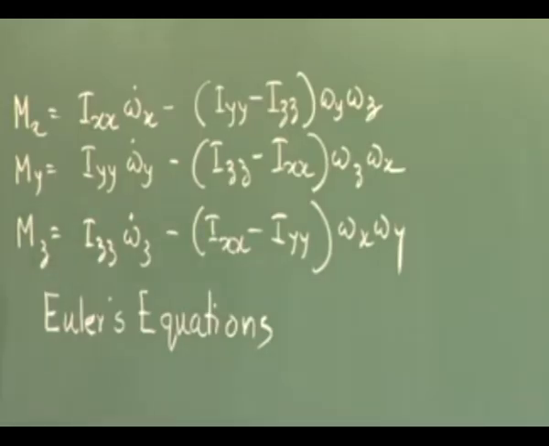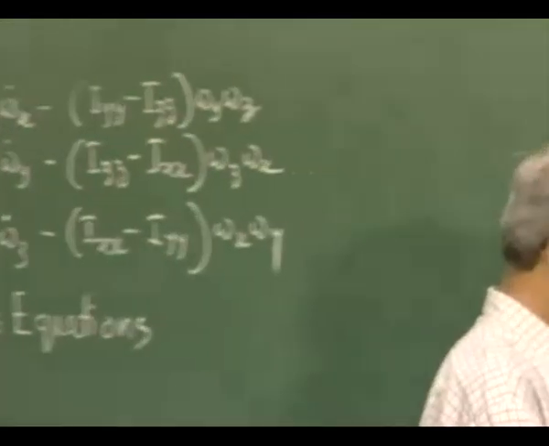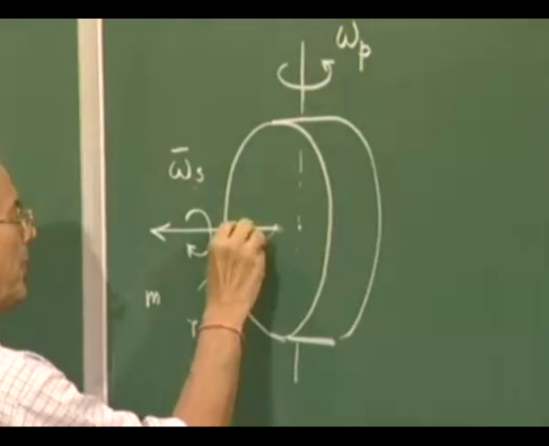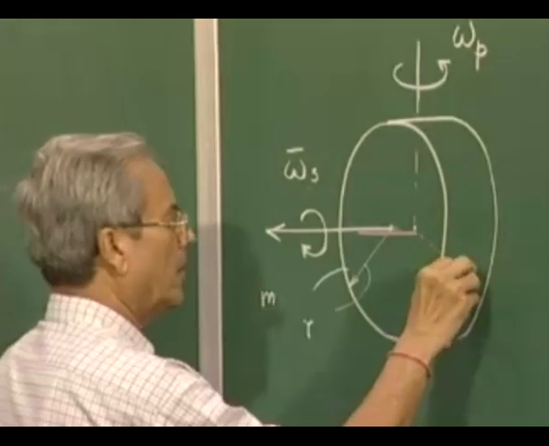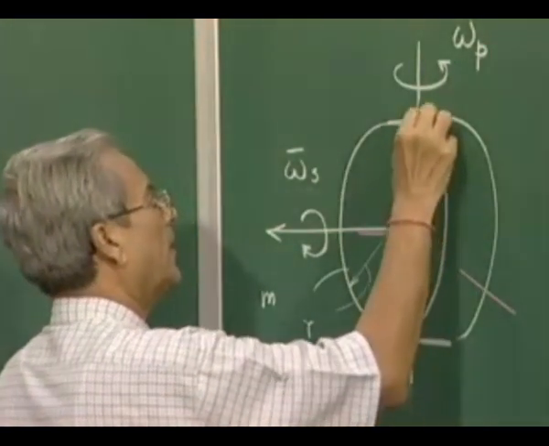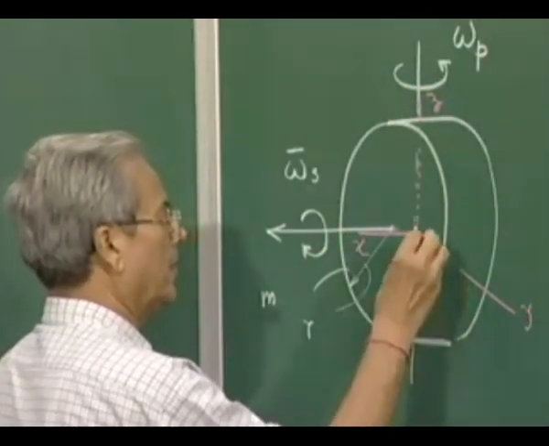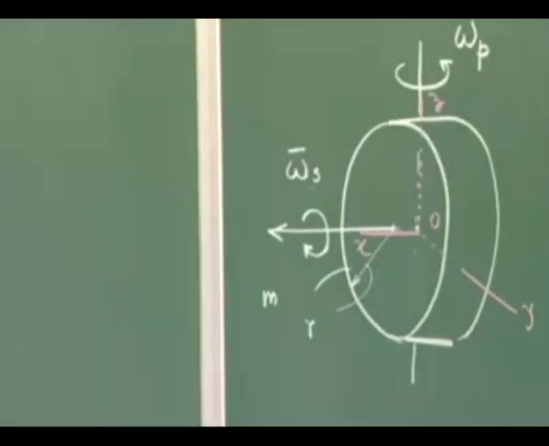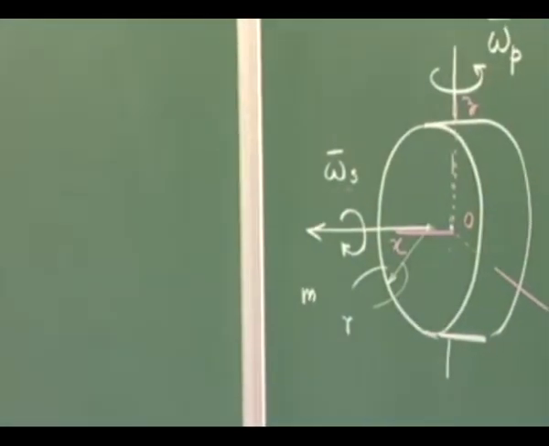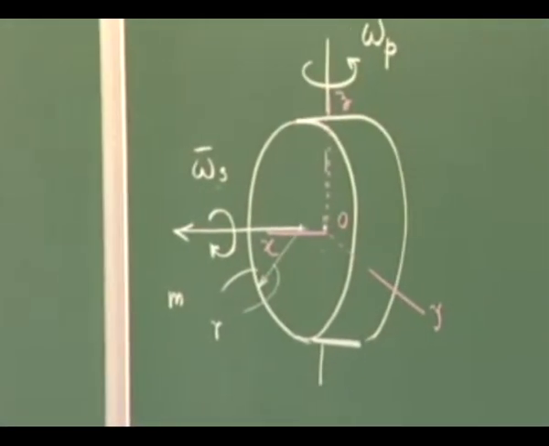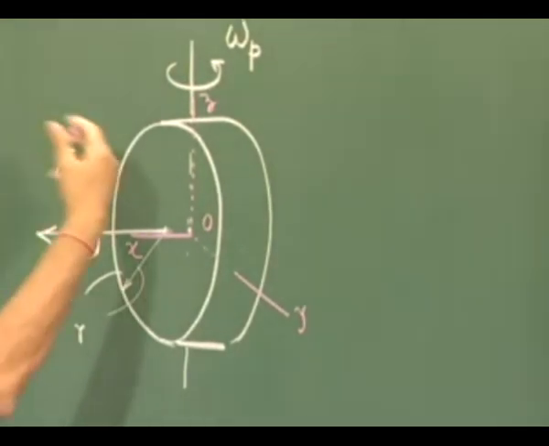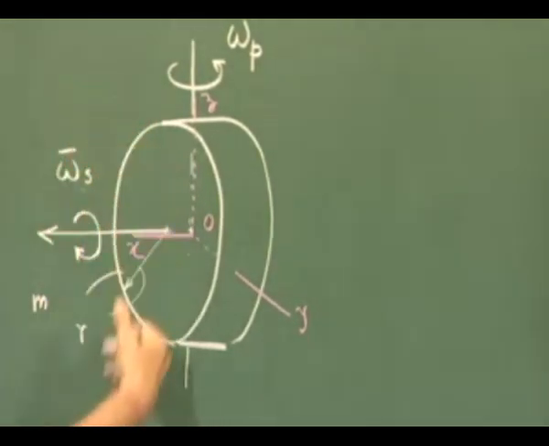What we will do first, we will attach a frame of reference small x, small y, small z, which is rigidly connected to the body. Now we should remember, since the rigid body is rotating continuously about the x-axis, the location of the y and z axes continuously changes in space.